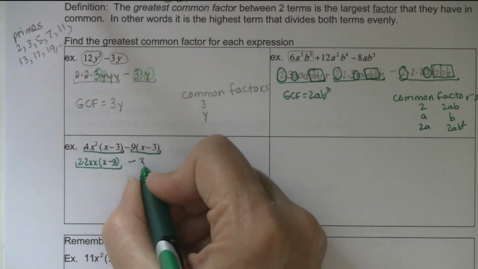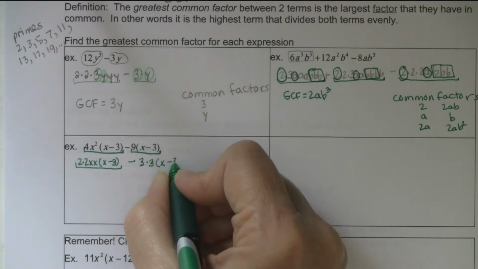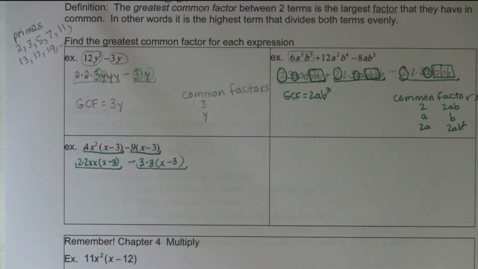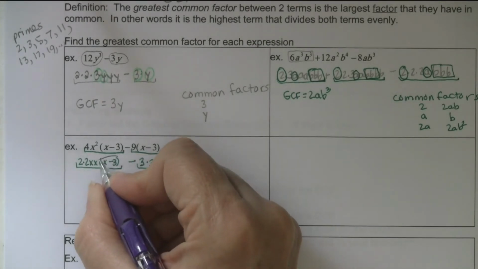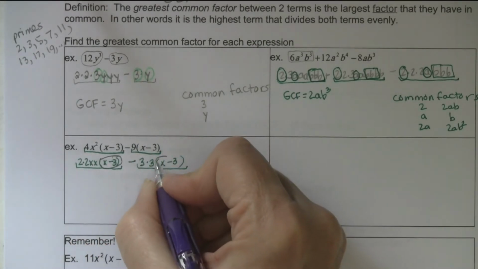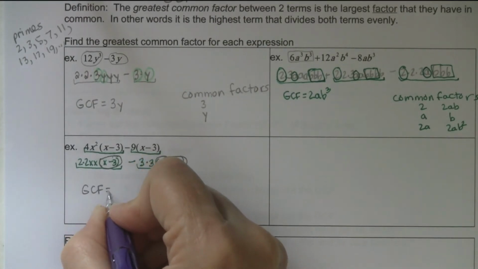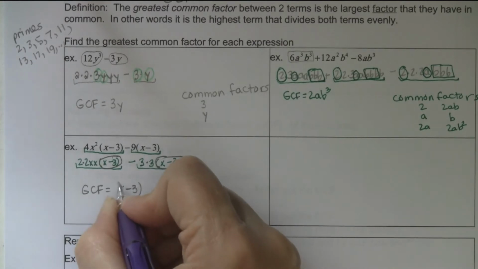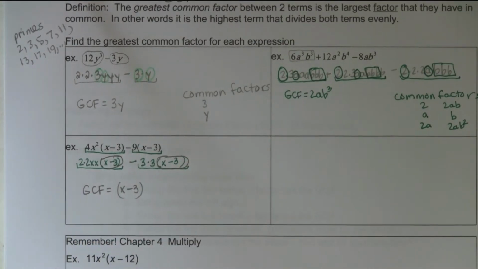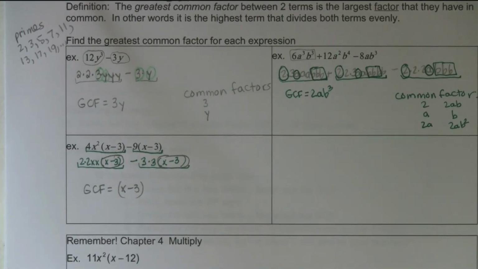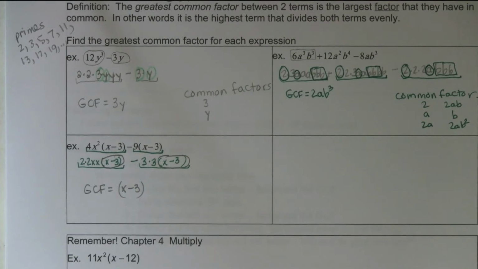So if you wanted, 3 times x minus 3. And do you see what they have in common? They don't have a 2 in common. They don't have an x in common, but they do have the binomial x minus 3 in common. So the greatest common factor, and they only have one thing in common, is this binomial x minus 3. The greatest common factor is x minus 3. So I guess the point is that, and that's a binomial, right, is that they can have a binomial in common. And so anyway, that's kind of our story there.